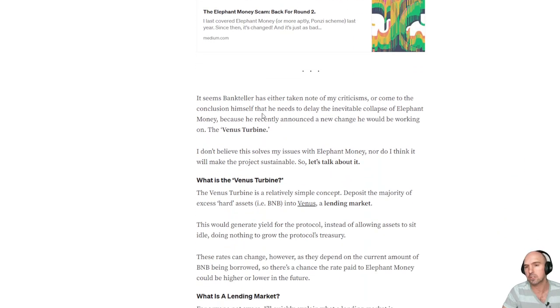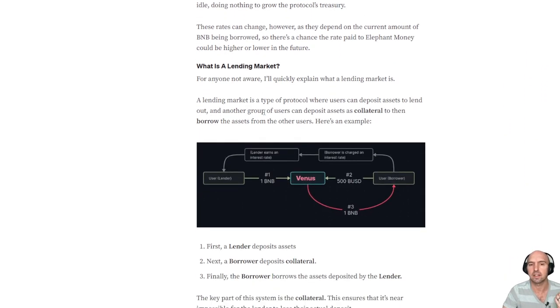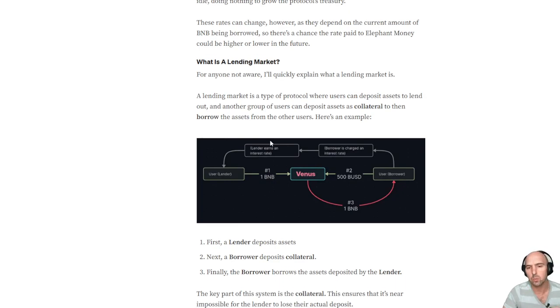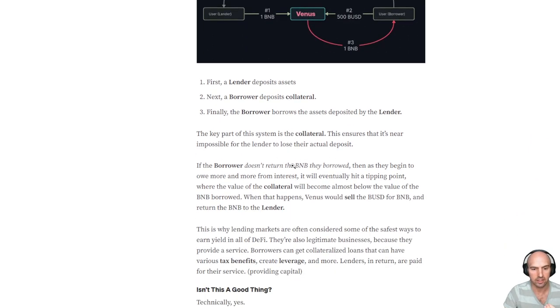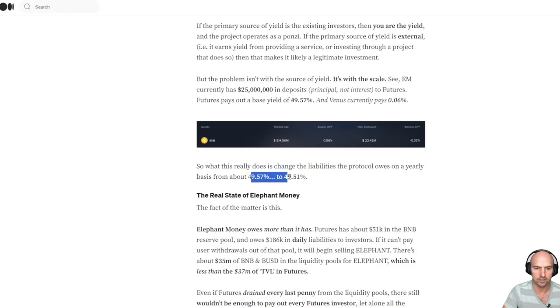So pretty much the summary of this article is that the lending platform Venus isn't going to really do much. The only way it's going to do something is if they use the money to actually get a higher APY than what the protocol is offering. Hack Laddie talks about how the protocol only gives 0.06 APY, which is literally nothing. So if you are going from a 49.7 to a 49.51, that's literally nothing, and it's not going to make up for the outflows and the liabilities of futures within elephant money.